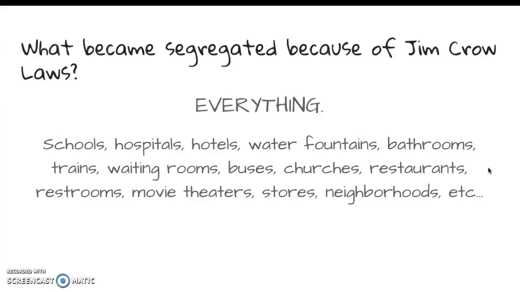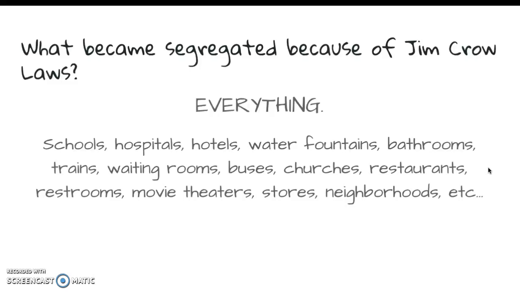So what became segregated because of Jim Crow laws? The answer is everything. Okay, schools, hospitals, hotels, water fountains, bathrooms, trains, waiting rooms, buses, churches, restaurants, restrooms, movie theaters, stores, neighborhoods, etc. Everything is becoming segregated. And we're clinging to this idea that things are going to be separate but equal.